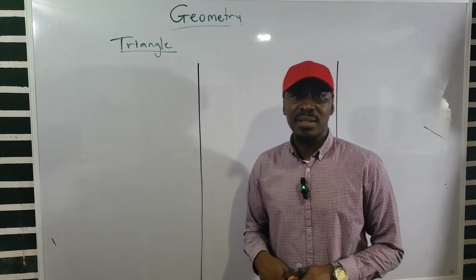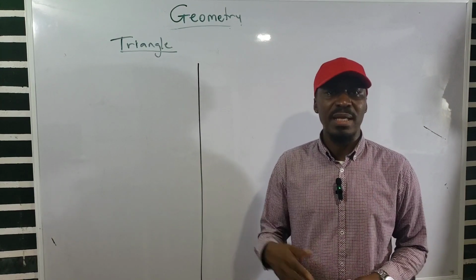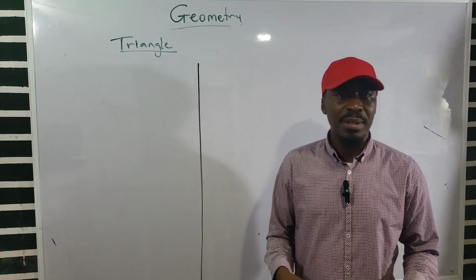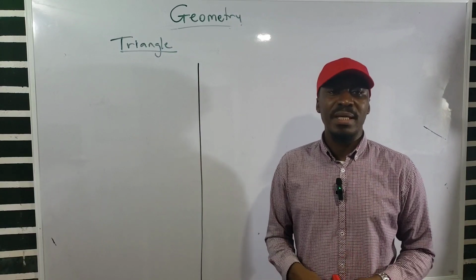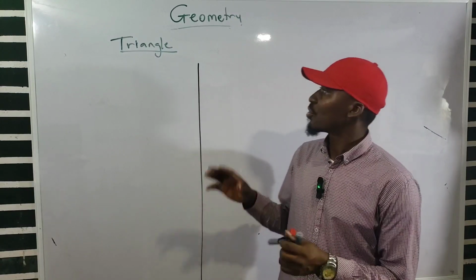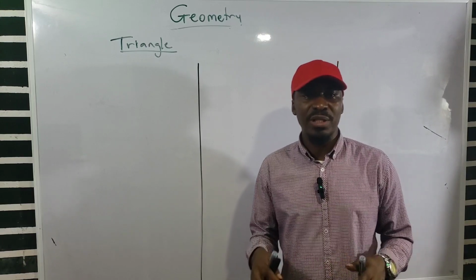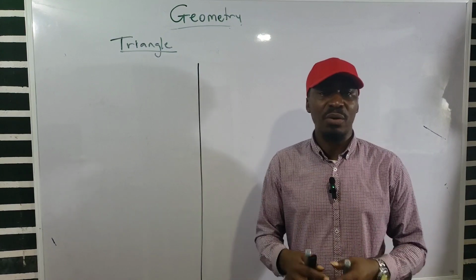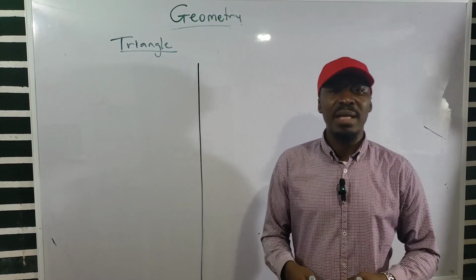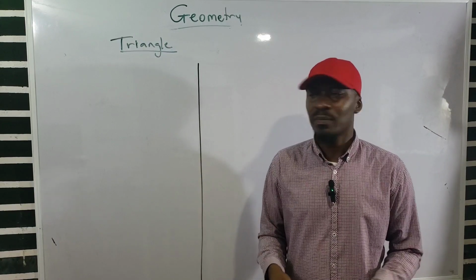In our last class, we dealt with quadrilaterals, properties of quadrilaterals, starting from square or rectangle, to trapezium. So in this class, we are going to look at triangles generally. What I mean by triangle generally is that we are going to look at the general properties of triangles. Then we will look at the specific properties of each type of triangle.